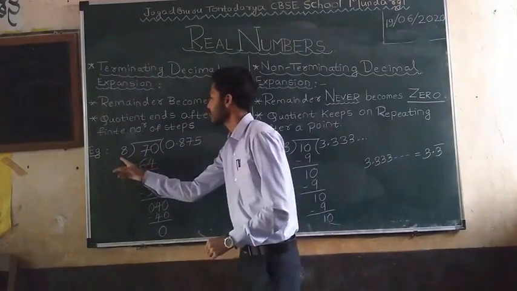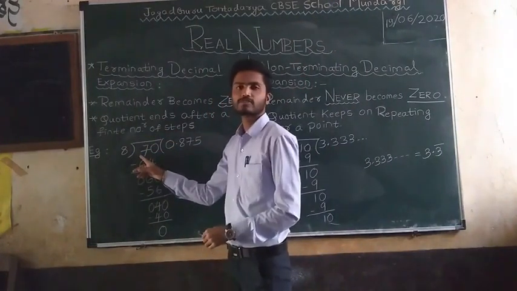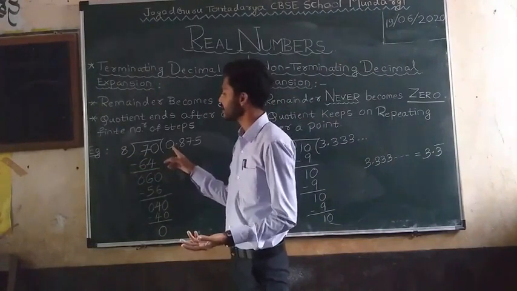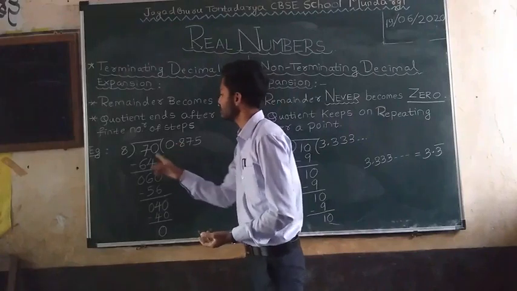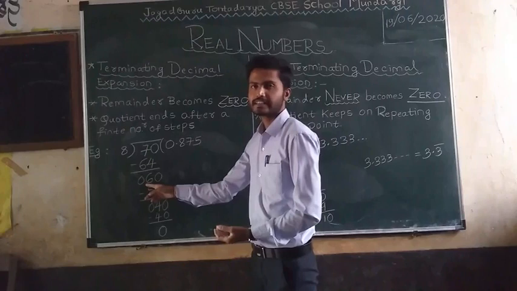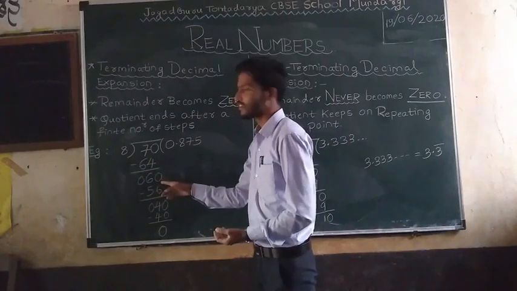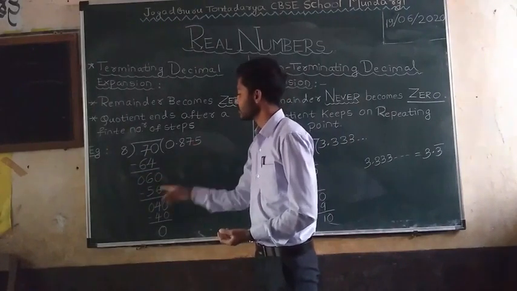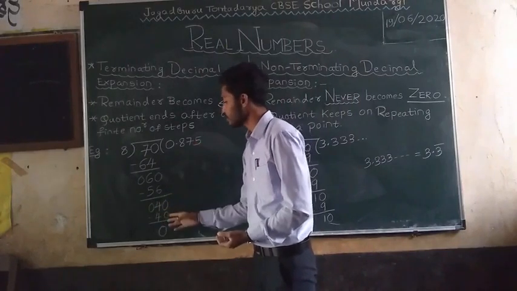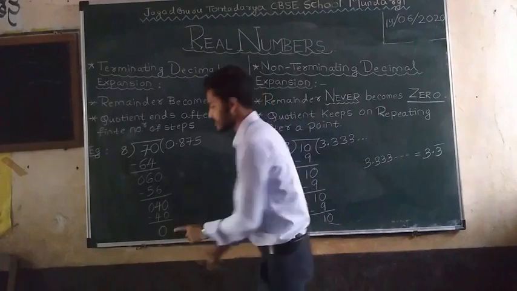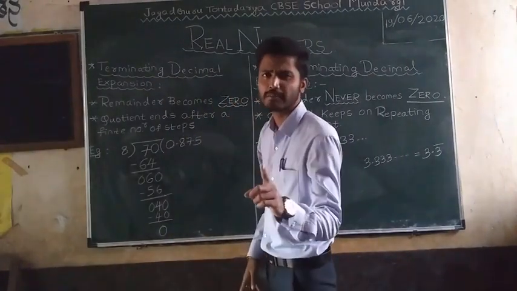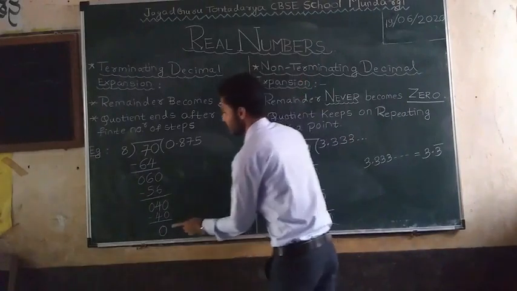So 7 is divided by 8. 7 is a smaller number, so it cannot be divided by 8. Hence, we take a decimal point, 0 point. Then we take a 0. 8 8s are 64. Remaining is 6. Then again we take a 0. 8 7s are 56. Remaining is 4. Again we take a 0 and 8 5s are 40, the remainder is 0. So this is an example of a terminating decimal expansion, and this is also an example of rational numbers.